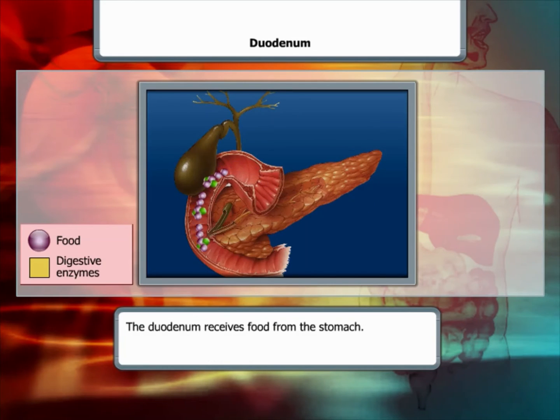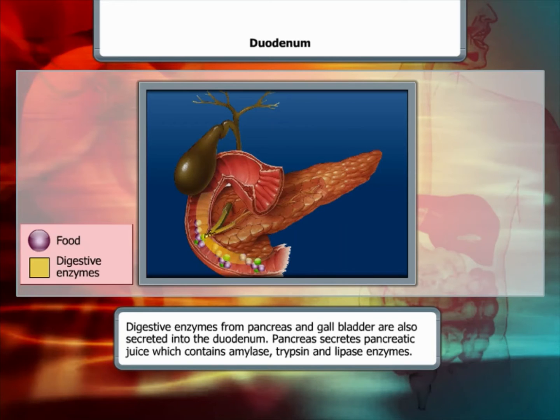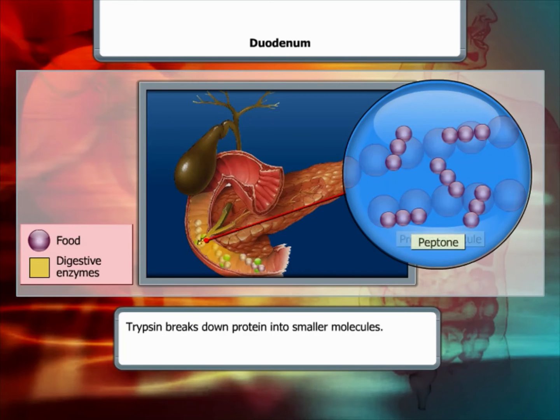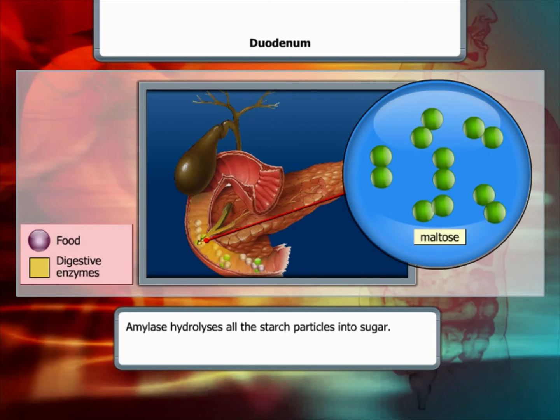The duodenum receives food from the stomach. Digestive enzymes from the pancreas and the gallbladder are also secreted into the duodenum. Pancreas secretes pancreatic juice, which contains amylase, trypsin, and lipase enzymes. Trypsin breaks down protein into smaller molecules. Amylase hydrolyzes all the starch particles into sugar.